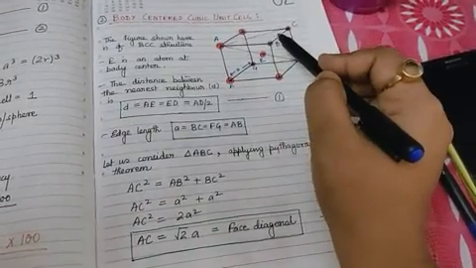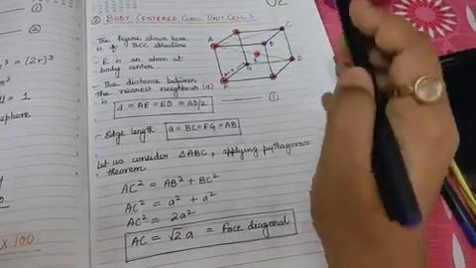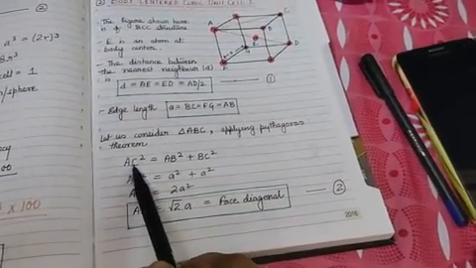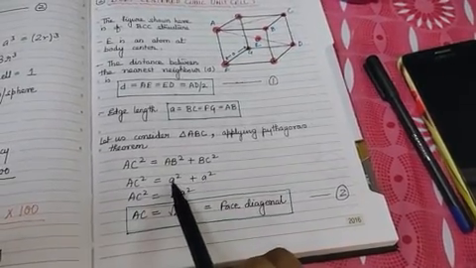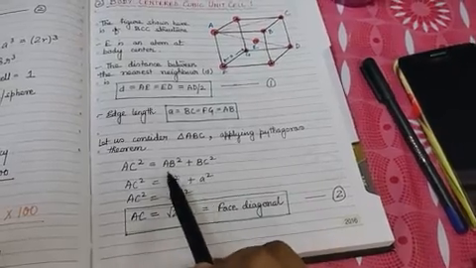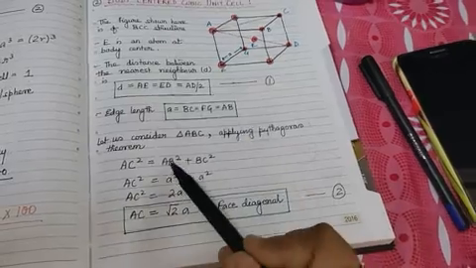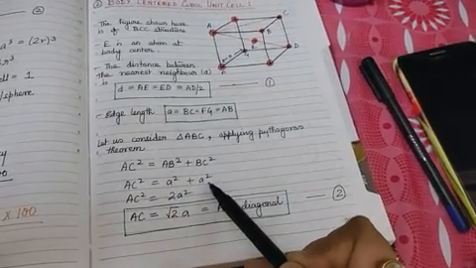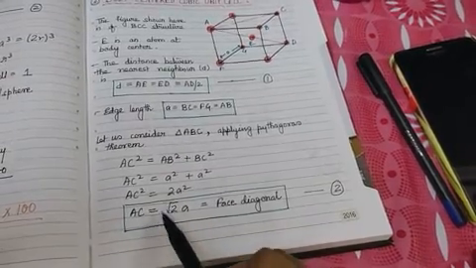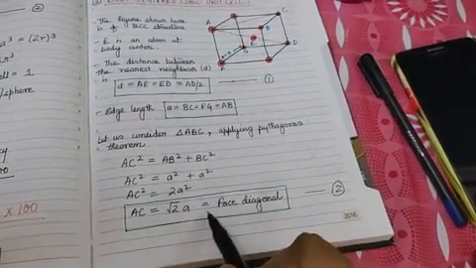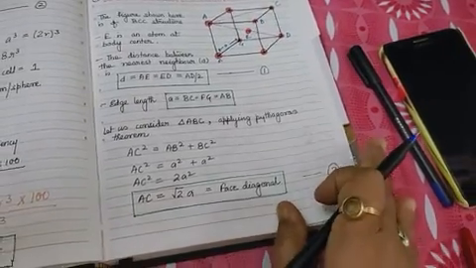Now let us consider this triangle ABC. By applying Pythagoras theorem, we will find that AC square equals AB square plus BC square. Now AC square equals a square plus a square, since AB and BC both are the edges and edge length is equal to a. Therefore AC square will be 2a square, and AC equals root 2 a. That is, the length of the face diagonal is root 2 a. This is our equation number 2.